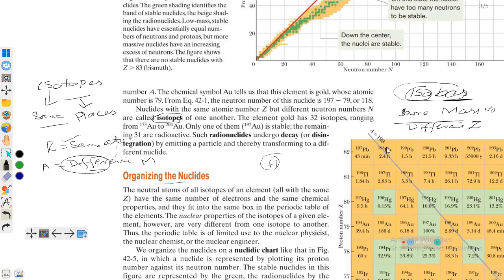So you can see these elements: lead, titanium, mercury, iron and platinum. These all have the same mass number but different atomic numbers. So these elements are called isobars.